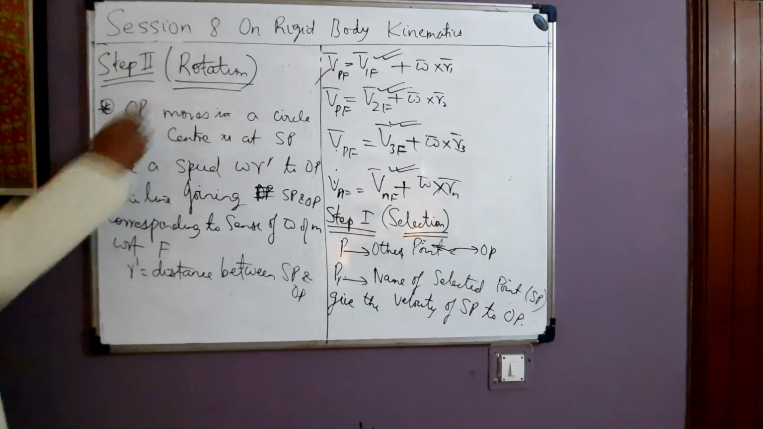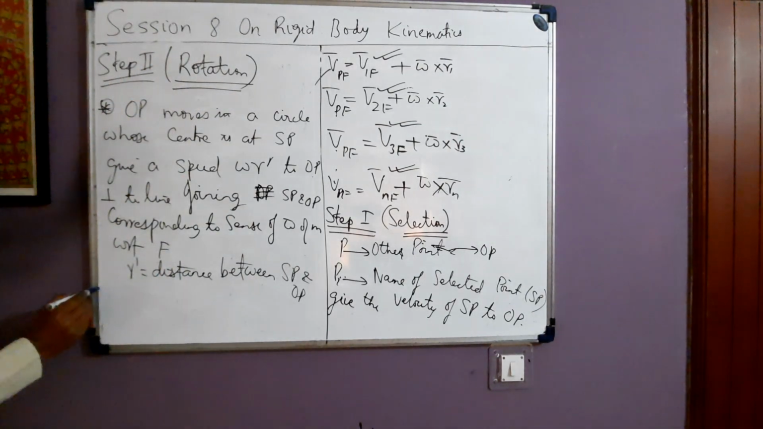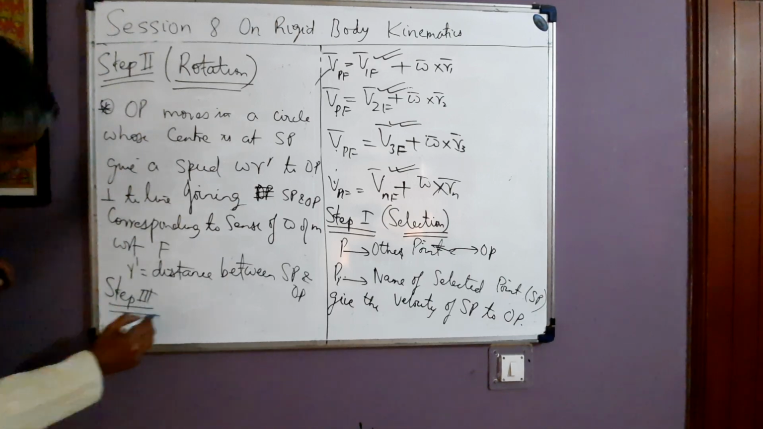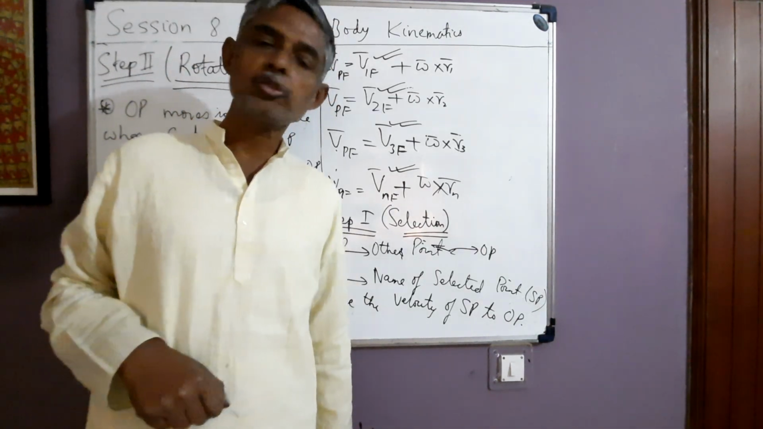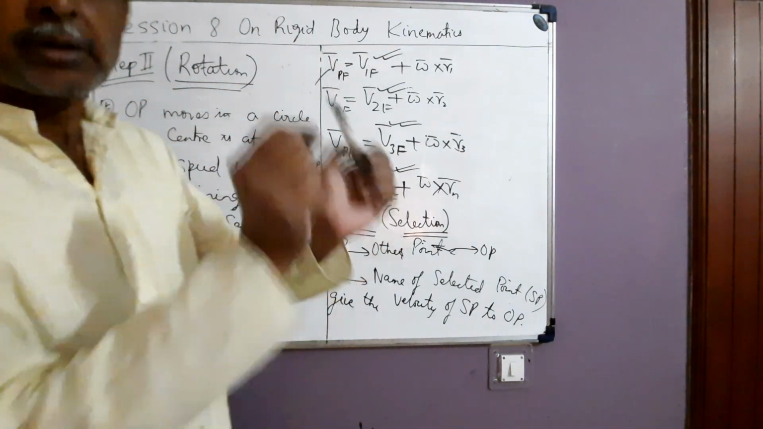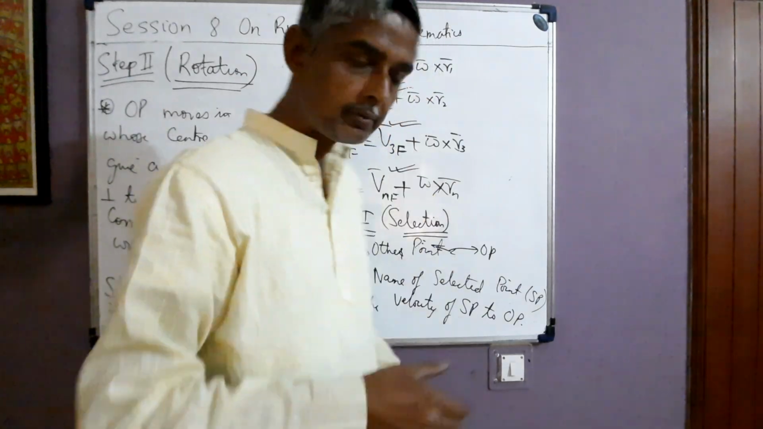So the second step is rotation. What action will we take in rotation? That I have already said. And finally in step 3, what do we have to do? We add vectorially the two velocities given to OP in the first two steps to get the net velocity of OP. That is called the combination term, because we are combining two terms vectorially.